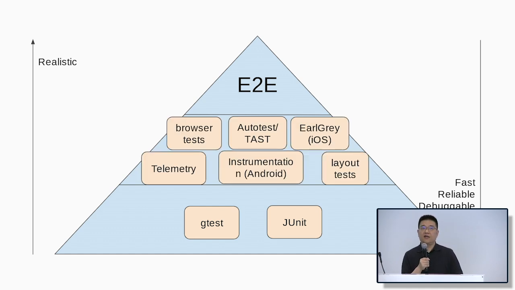Integration test. You can see the list of them, like a browser test, auto test. It's just a changed name called test. It's a test running on Chrome OS. Ergree is running on iOS. This is some black box UI testing on iOS. Telemetry is kind of performance related. And the instrumentation test is an Android scenario test. And the layout test is a Blink test that checks the rendering. So these are all different kinds of tests.